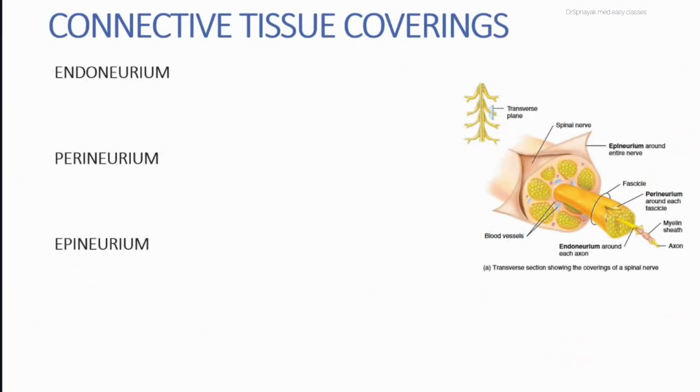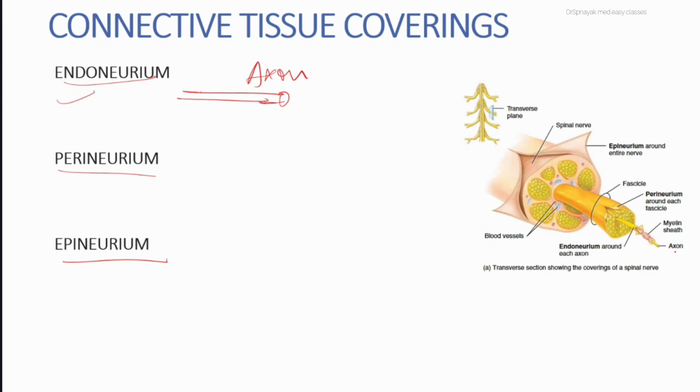So there are coverings for the spinal nerve also to protect it. Mainly there are 3 connective tissue coverings. The first is endoneurium, perineurium, and epineurium. The endoneurium covers the single axon. So the covering that covers a single axon is known as the endoneurium.